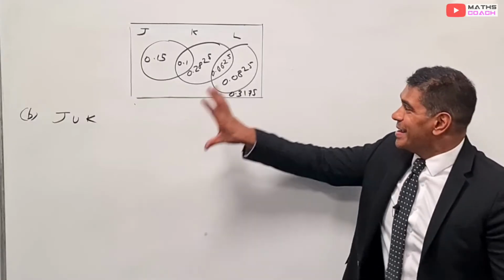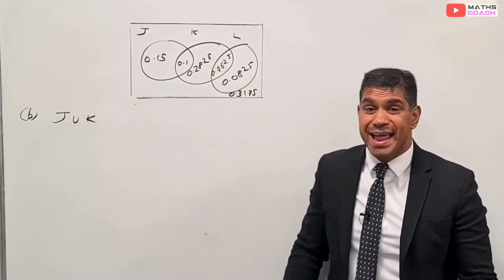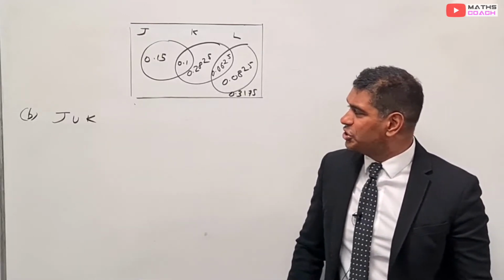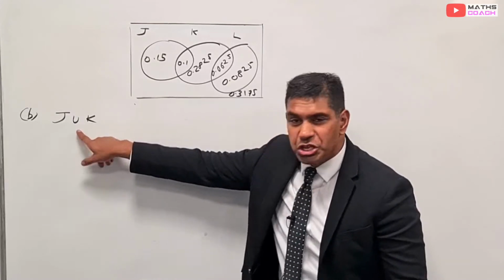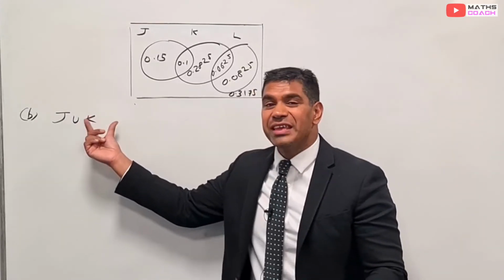0.3175. Okay, now that we've got our Venn diagram from part A fully completed, we now need to answer some questions. Our first question is probability of J union K. So what does that mean? Remember, we see the union. And if you remember earlier, when you see the union, you apply the addition law.